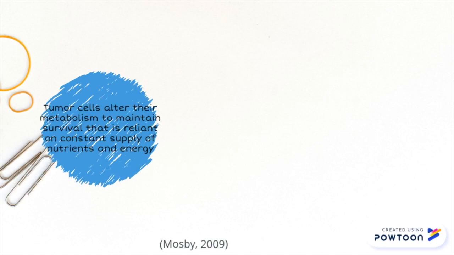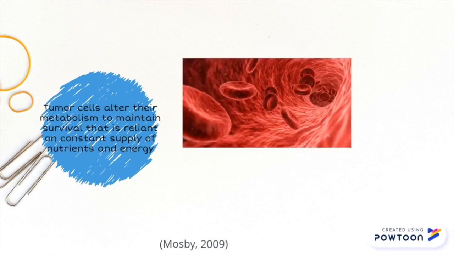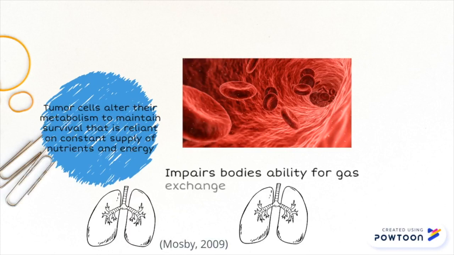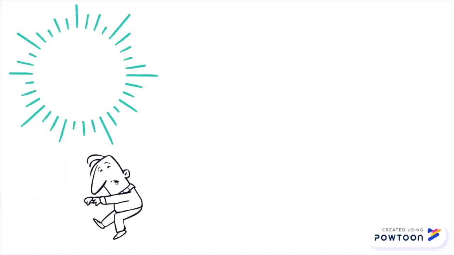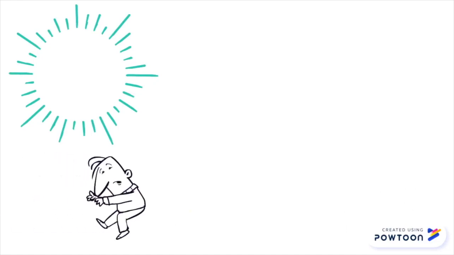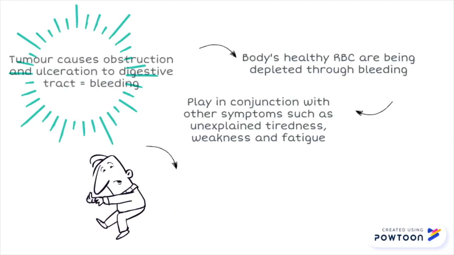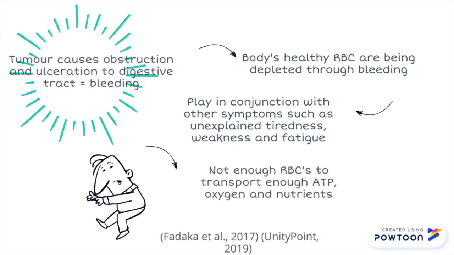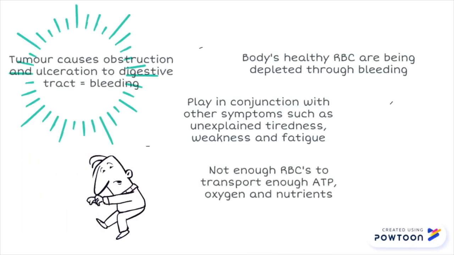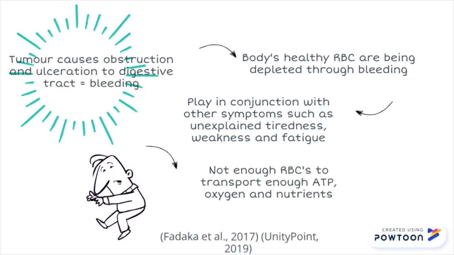Anemia occurs when there is a decrease in the amount of healthy red blood cells to carry adequate oxygen to body tissues. It also impairs the body's ability for gas exchange. Tumors can cause ulceration in the digestive tract that can result in bleeding. As a result, the body's healthy red blood cells are being depleted. Due to this, anemia can also play in conjunction with other symptoms such as unexplained tiredness, weakness, or fatigue. This is a result of an inadequate amount of red blood cells to transport enough ATP, oxygen, and nutrients around the body that it needs to function.